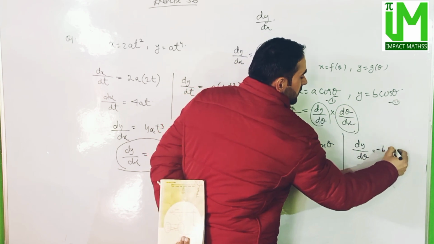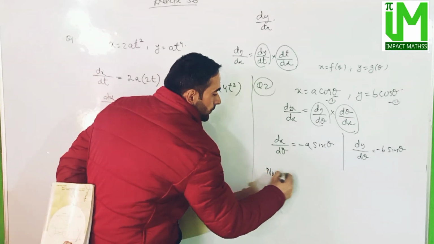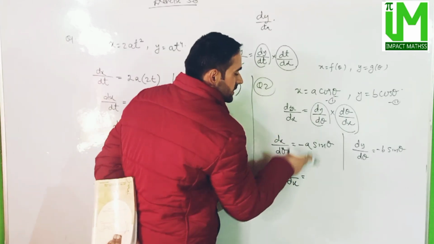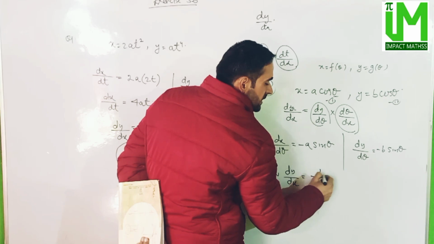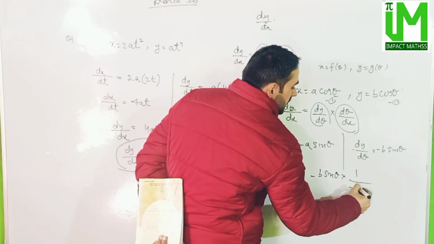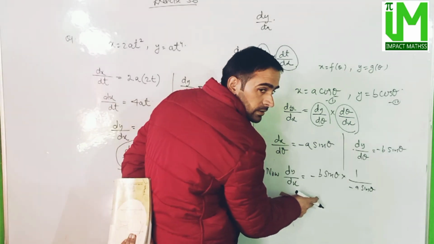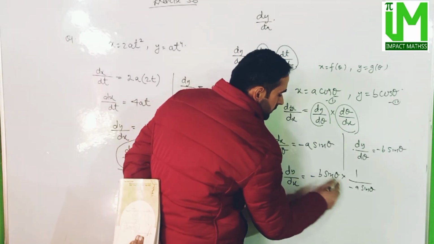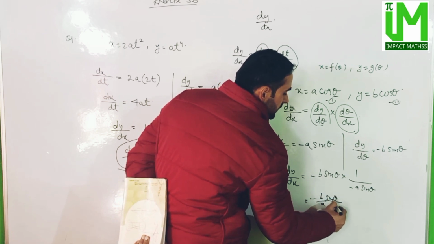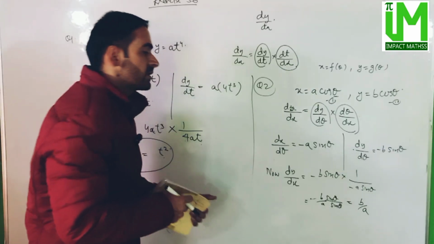It is b cos theta. Now dy by dx is equal to dy by d theta into 1 divided by dx by d theta, which is b cos theta into 1 divided by minus a sin theta. The minus signs cancel, so it will be b divided by a, cos theta divided by sin theta. So dy by dx is equal to b divided by a cot theta.